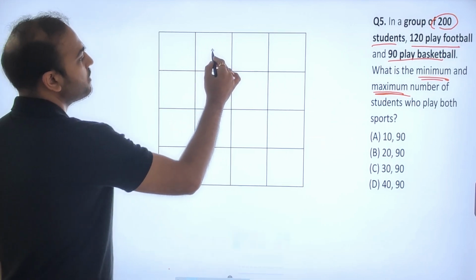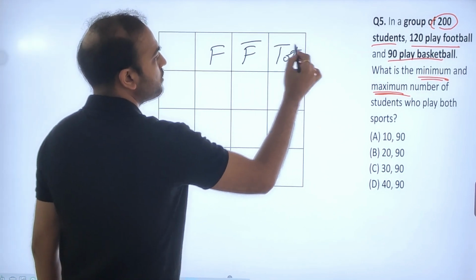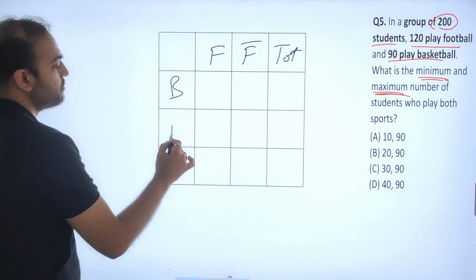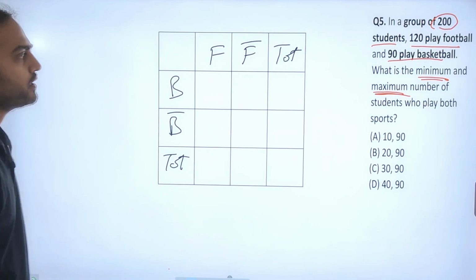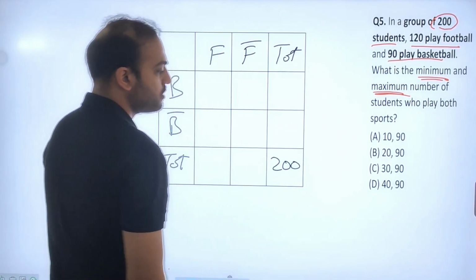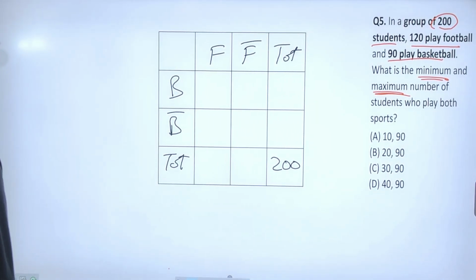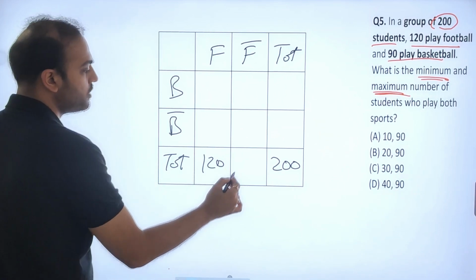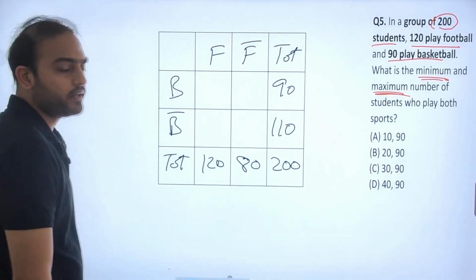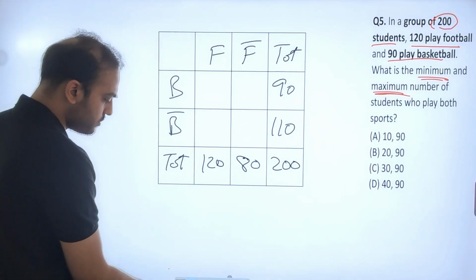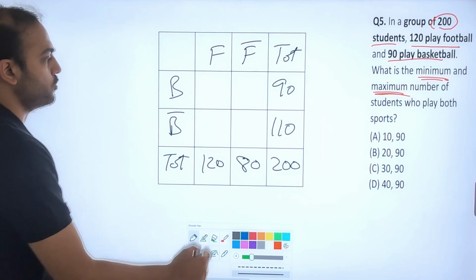Alright, so these are people who play football, don't play football, total, basketball, not basketball, and again total. Total is 200. Okay, 120 football, that means this is 80. 90 basketball, that means this is 110. Again, what do we know? We need to do maximum and minimum of who play both.